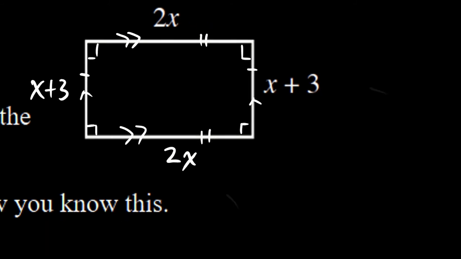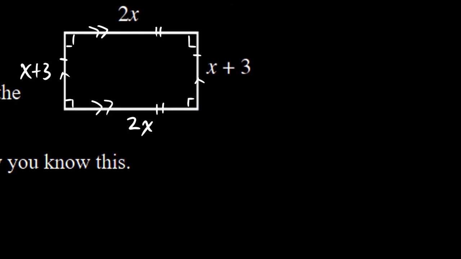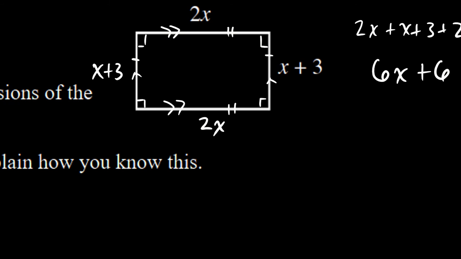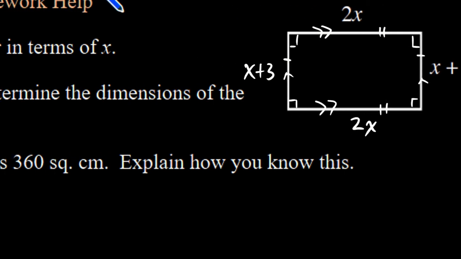So I can write an expression for the perimeter, right? The perimeter would look like 2x plus x plus 3 plus 2x plus x plus 3. So that's the perimeter in terms of x, and I certainly can simplify that. That's 1, 2, 3, 4, 5, 6 of the x variables there, and then I'm going to add 3 plus 3, which is plus 6. So that is an expression, 6 times x plus 1, that represents the perimeter.